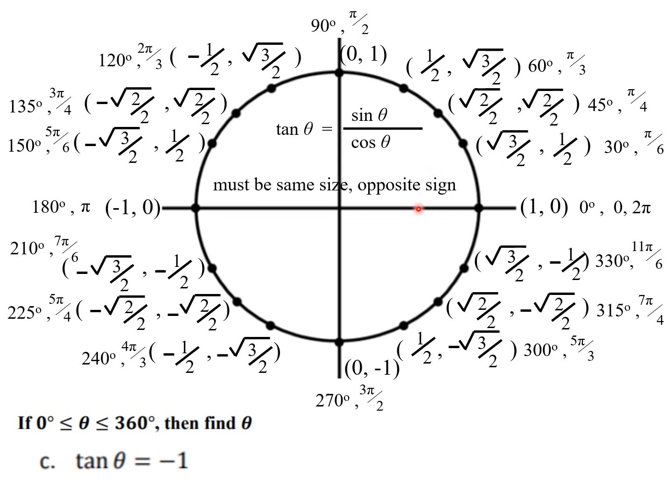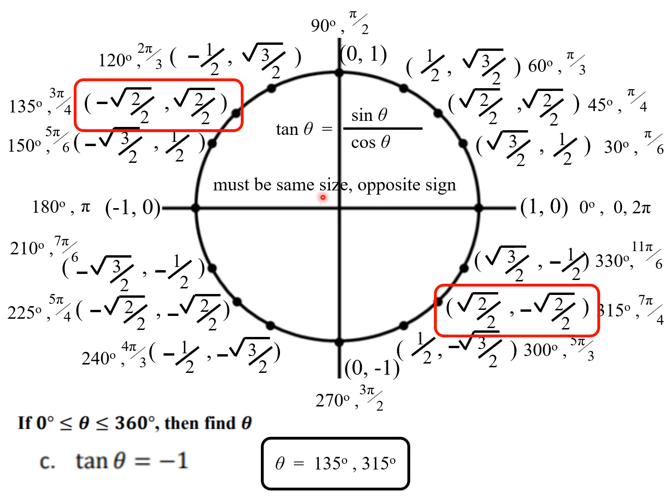Can you find one of those points? There's one. There's another one too. Can you find it? Right there. Yeah. And that corresponds to angles 135 degrees and 315 degrees.